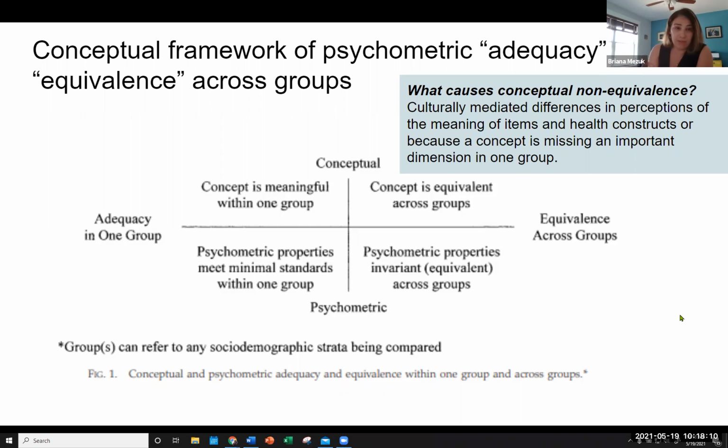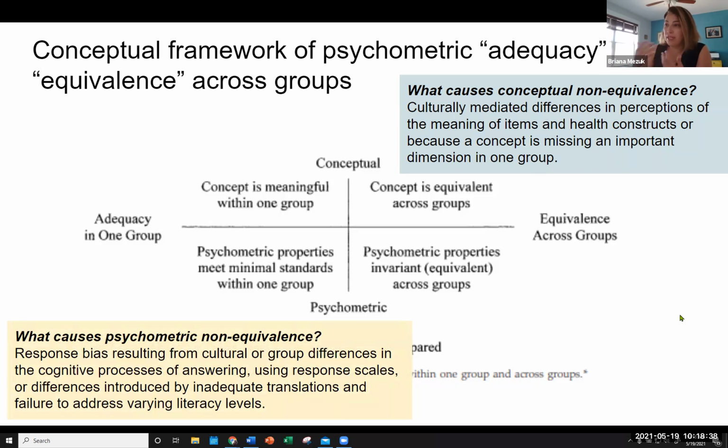So if we're talking about depression, for example, there may be some element of that construct, depression, that is salient to men that's not as salient to women, or vice versa. And that would be the idea that there is conceptual non-equivalence of what depression is as a function of the comparison I'm trying to make in my study.